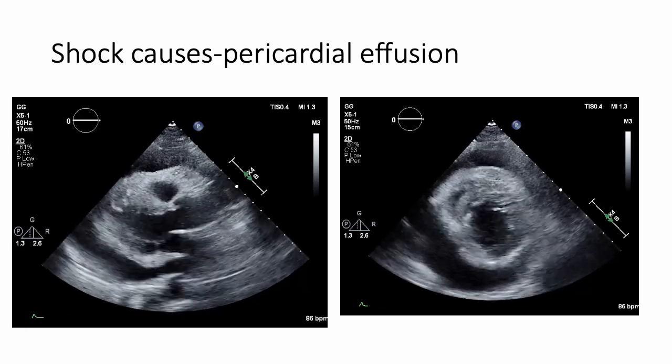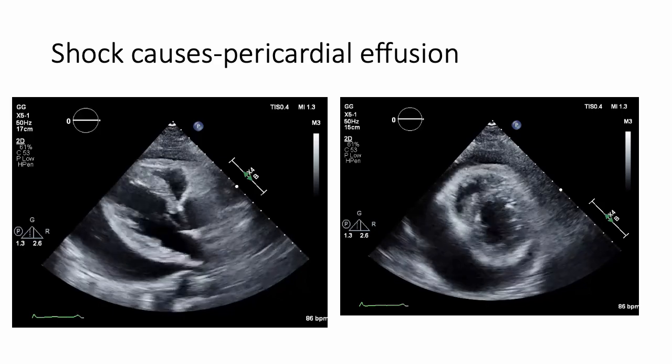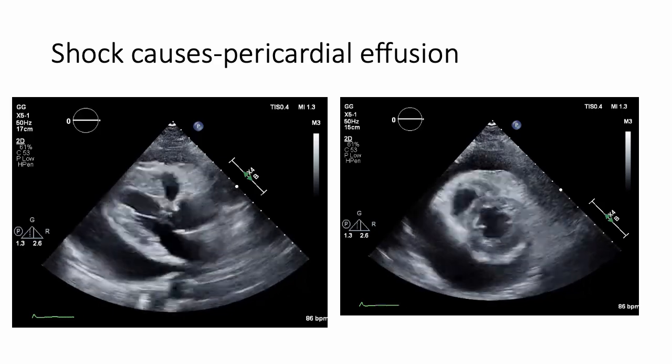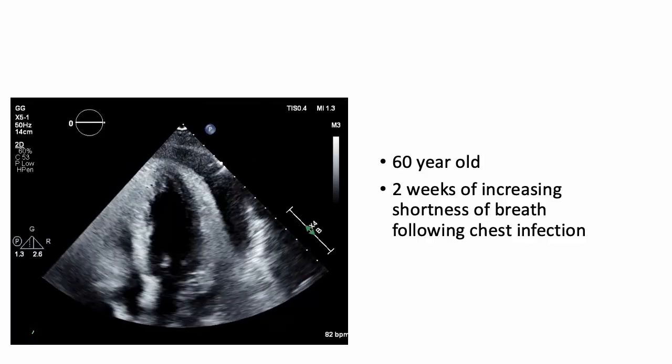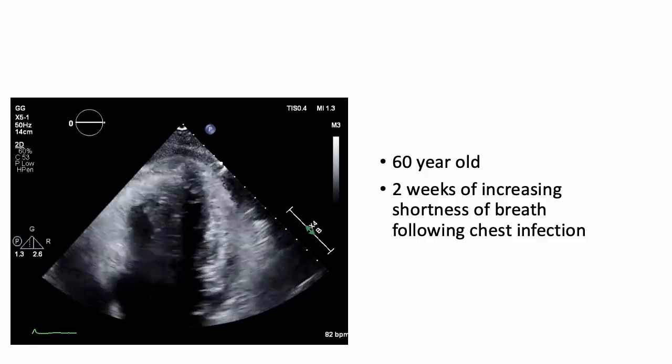Often the JVP is also elevated because of the venous return of the heart. The right ventricle, being lower pressure, gets squashed first, the right atrium and the right ventricle. So you can see the heart sort of bobbing around. Sorry, I should have looped that.